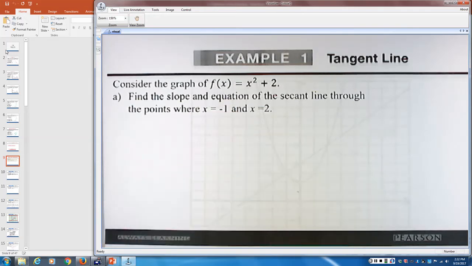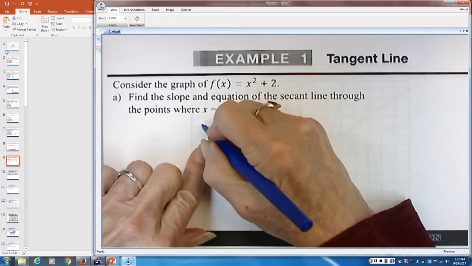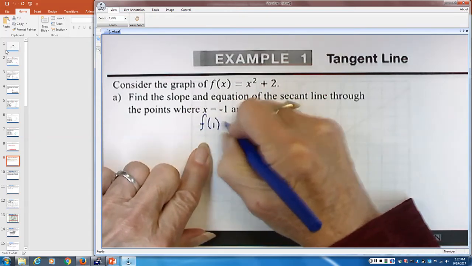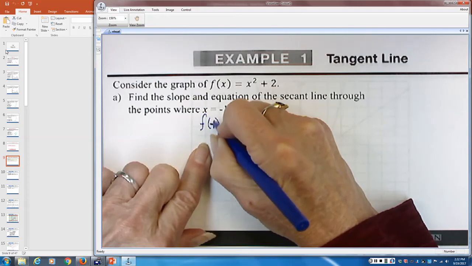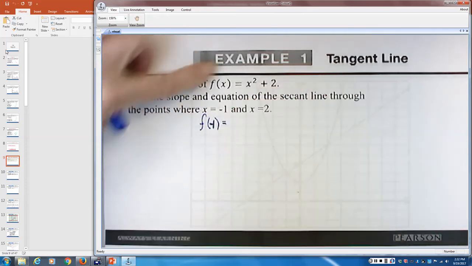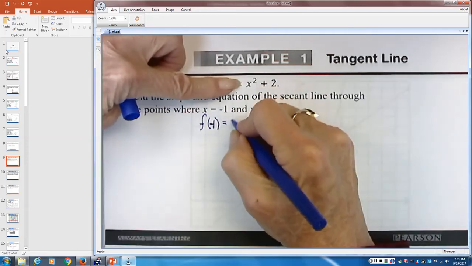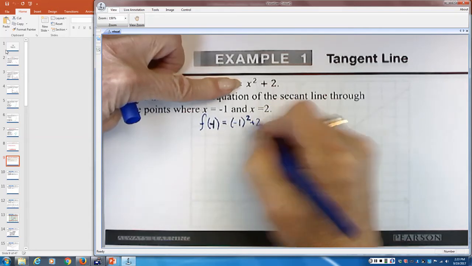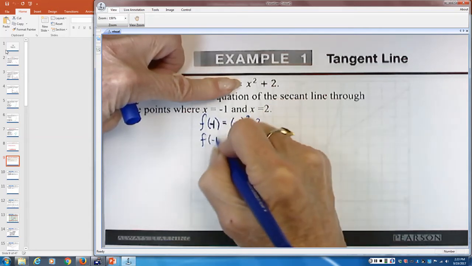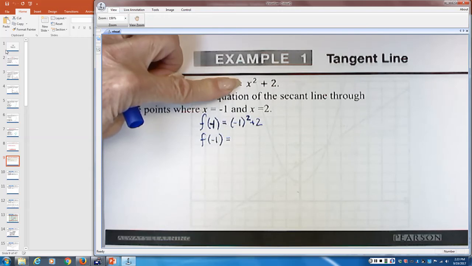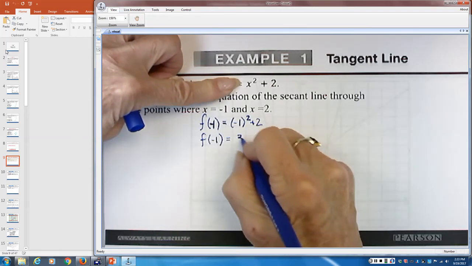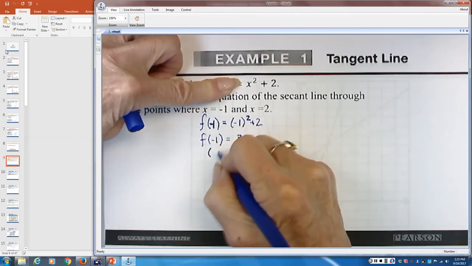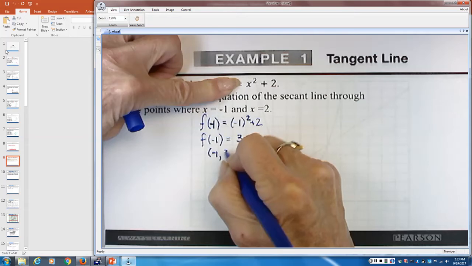So this is how you do that. First I need f of -1. So that would be -1 squared plus 2. So f of -1 is 1 plus 2, which is 3. So that first point is going to be -1, 3.